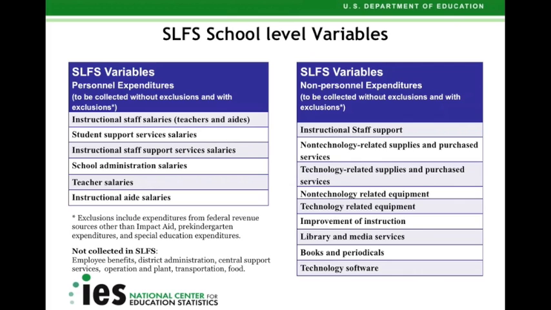Since we were just going for what would be a good match, number one, instructional staff support, and that's following functions and objects right out of the NCES Accounting Handbook. Number two, non-technology related supplies and purchased services. Three, technology related supplies and purchased services. Then non-technology related equipment and technology related equipment. And so those last two are capital outlays.